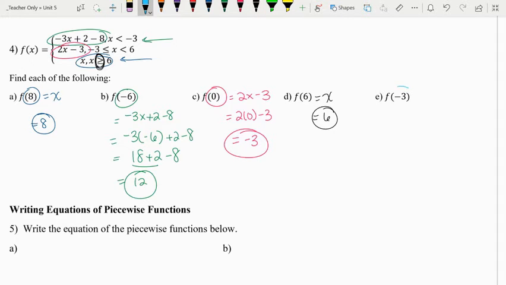And then we have f of negative 3. This is also a boundary one, so I do need to make sure I plug that into the one that is equal to negative 3. So we have to plug it into the 2x minus 3. So 2 times negative 3 minus 3, which is negative 6 minus 3, which is negative 9.